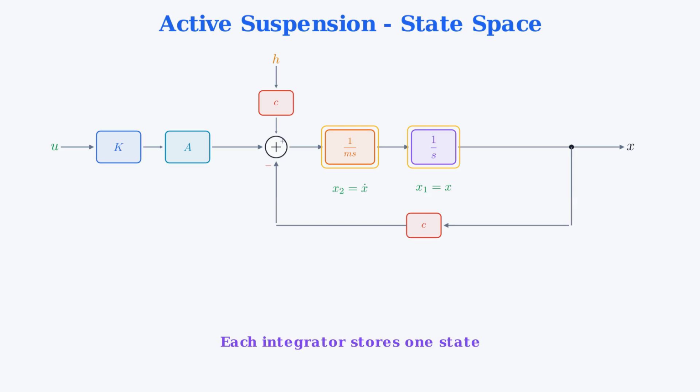We will write the state equations, build the A, B, C matrices, then apply the matrix formula G(s) equals C transpose times (sI minus A) inverse times B. Same physical system, same answer, new technique.